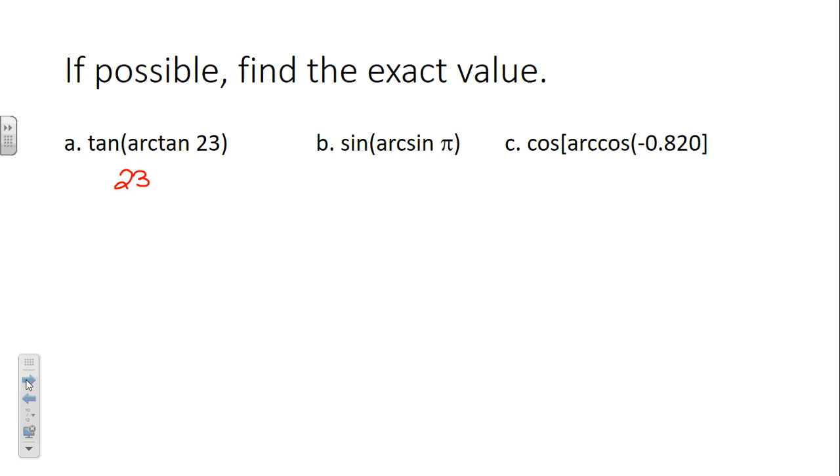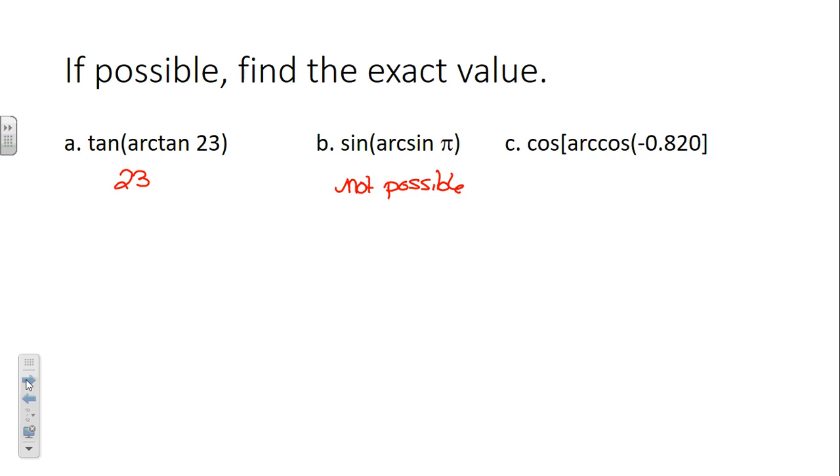But if we say, what's the sine of the arcsine of pi? You're going to want to say pi, right? But this is not possible. Why is it not possible? Can we find an angle whose sine is pi? No. Okay. So this one's not possible. We cannot take the inverse sine of 3.14. Too big. Not even in our domain. So far, so good? Okay.